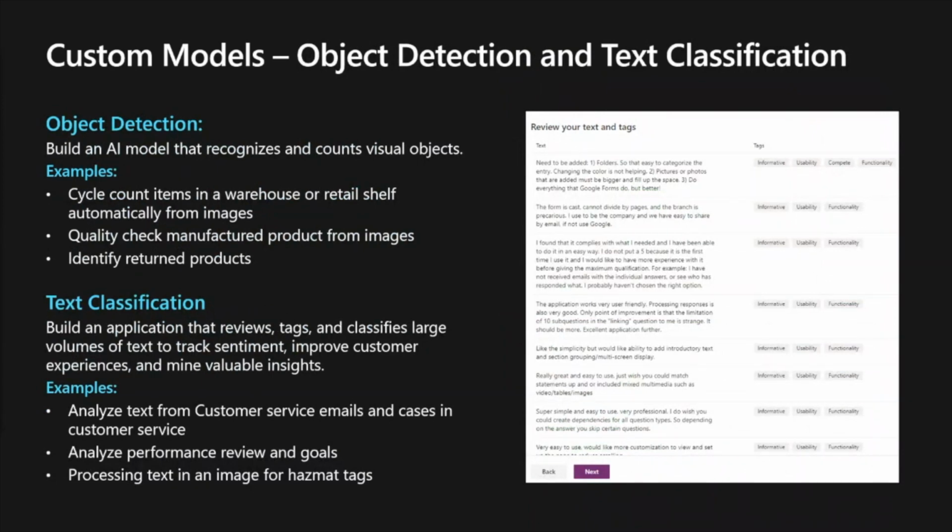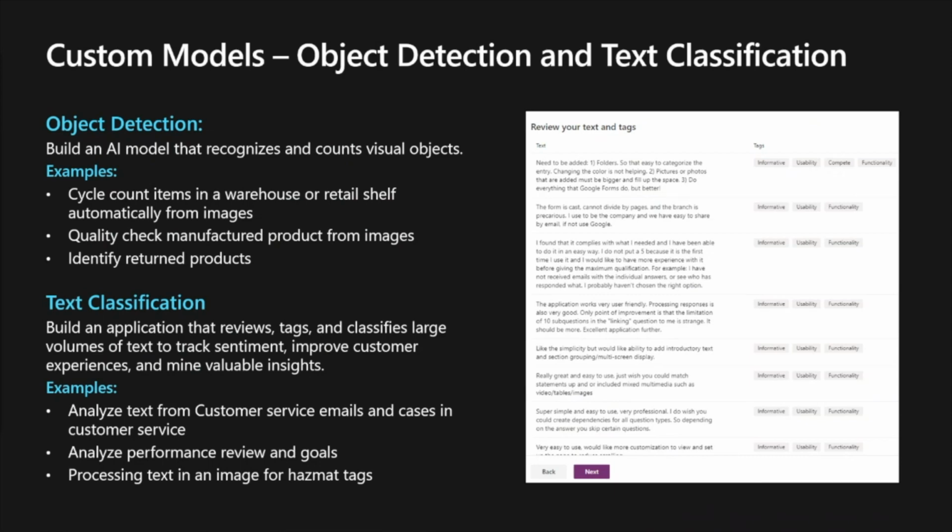So with object detection, the idea is that we can use an AI model to recognize an object in an image. We can also count visual objects. So if I'm looking at a picture that has a bunch of soda cans, I could count how many soda cans are in that image. Some examples of how you might use object detection are cycle counting items in a warehouse or doing retail shelf counting automatically just from images that you might snap on a mobile device. Another example is quality checking manufactured products from images.